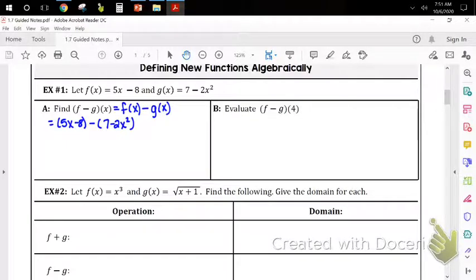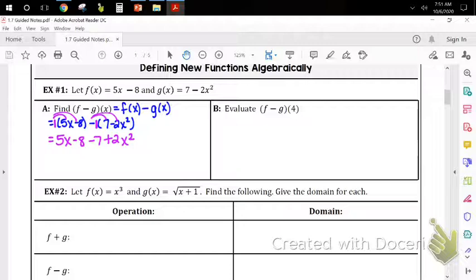Do I need to put them in parentheses? Yes, you do, because we're not just subtracting the 7. We're subtracting the 7, and we're subtracting the negative 2x squared. All right, so then remember, to get rid of the parentheses, you need to distribute whatever's in front of them. Well, this first one doesn't have anything, so we're going to put a 1 there. So it's going to give us 5x minus 8. And then the second one has a minus, so we're going to put it as a negative 1 and distribute it. So minus 7 plus 2x squared.